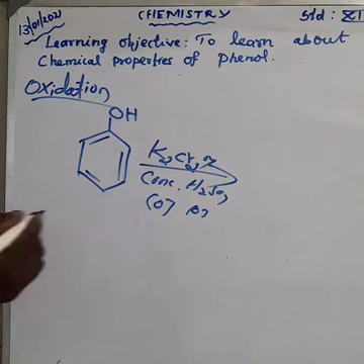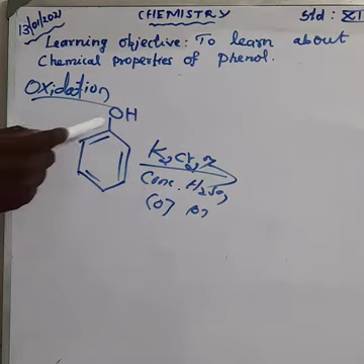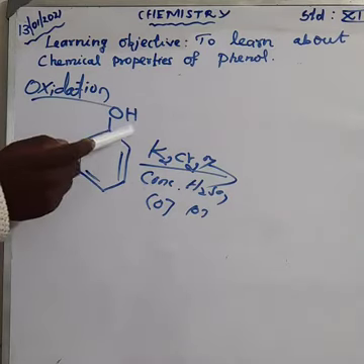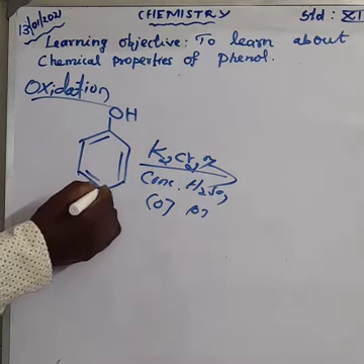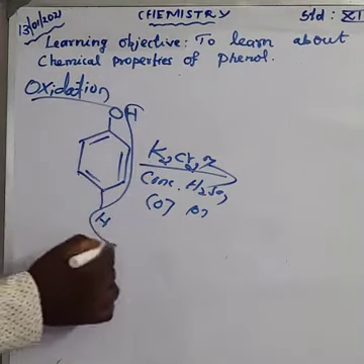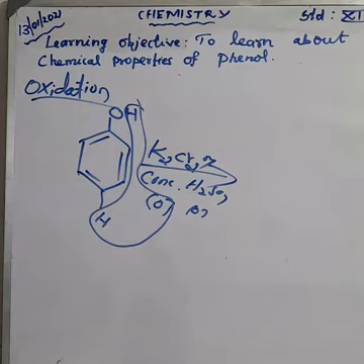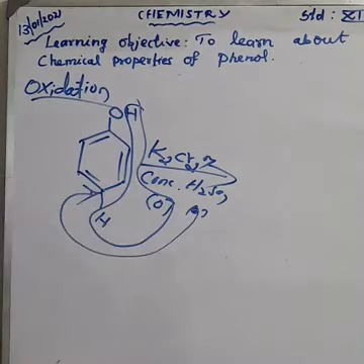Anyhow, from the para position, yesterday I told you about the positions, am I right? The nearest to the functional group is called ortho, the second one is meta, and the opposite is para. Ortho, meta, and para. So from the para position, this hydrogen combines with oxygen, we get water molecules, H2O. So this oxygen will be attached here. So what is the product here?